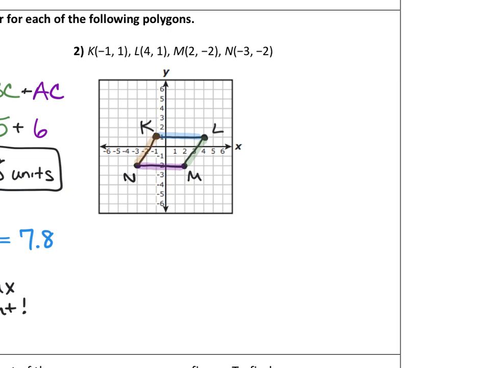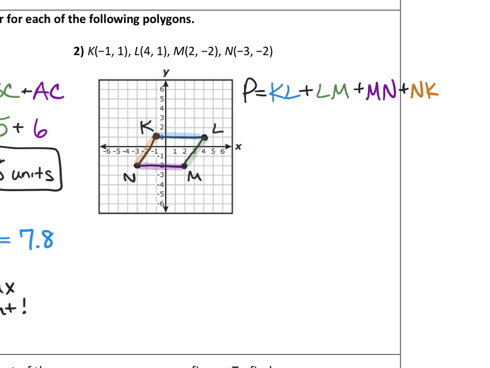Those four distances right there are going to create my perimeter. So if I write my perimeter formula, it would be perimeter is equal to KL plus LM plus MN plus KN. Or I'll do NK to go around in the order.